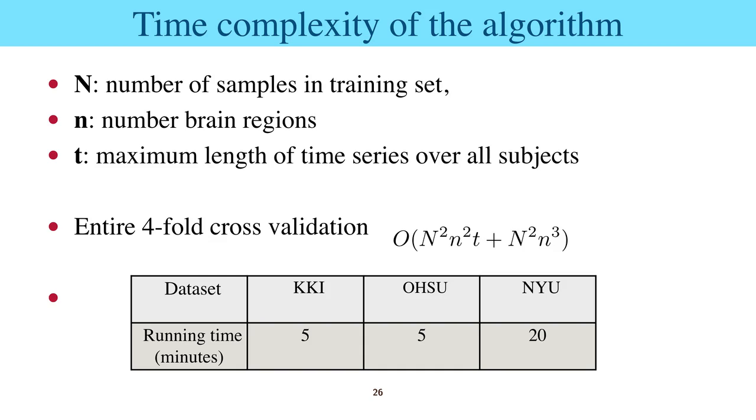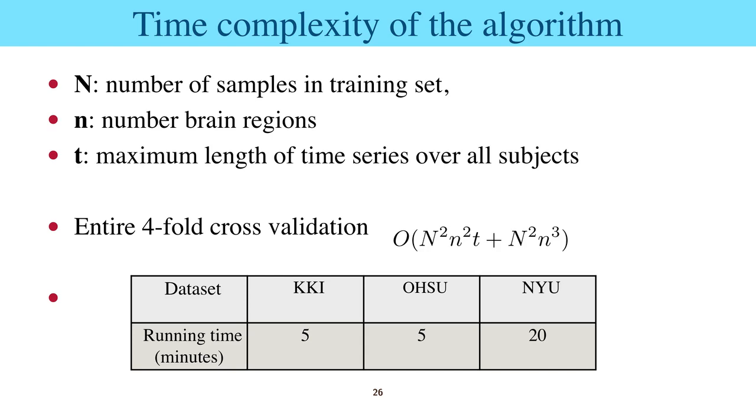So we also measured the running time of our technique, and this slide also shows the time complexity of this method based on the number of samples in the training set, the number of brain regions, and the maximum length of time series over all subjects. So the overall time complexity of the entire four-fold cross-validation is quadratic in terms of number of samples, and it's cubic in terms of number of regions.